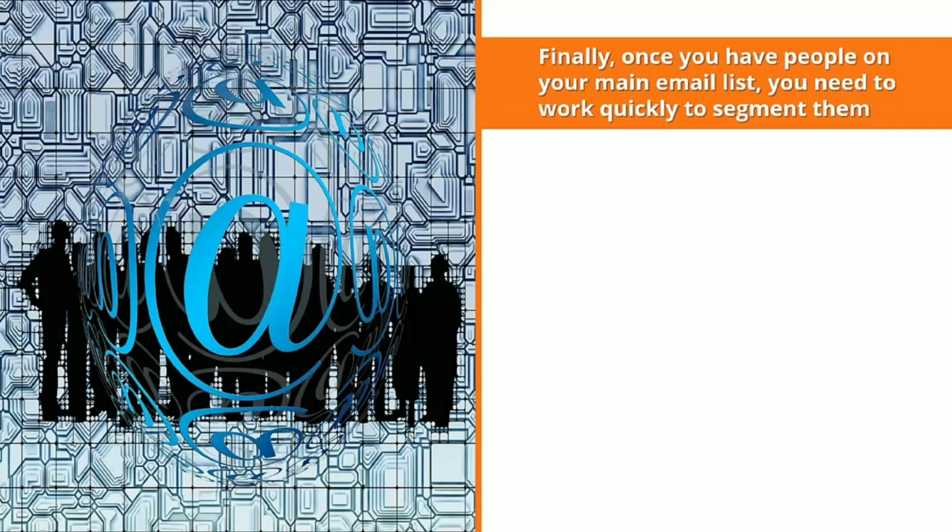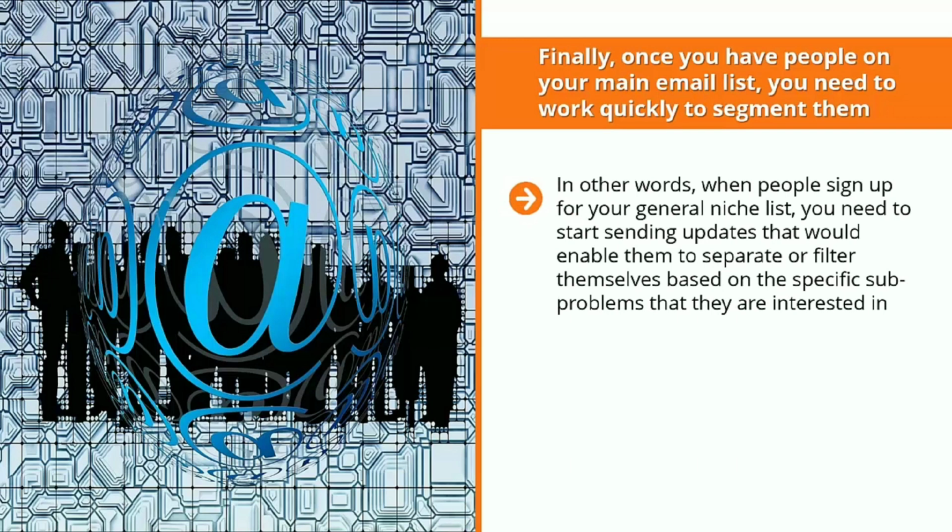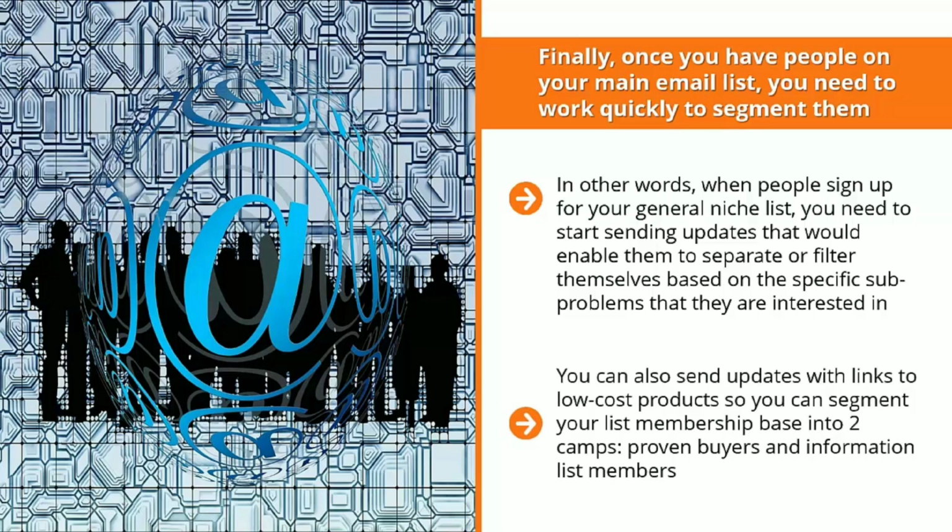Finally, once you have people on your main email list, you need to work quickly to segment them. In other words, when people sign up for your general niche list, you need to start sending updates that would enable them to separate or filter themselves based on the specific subproblems that they are interested in. You can also send updates with links to low-cost products, so you can segment your list membership base into two camps: proven buyers and information list members. Once you have these two segmented lists going, you can then spend a lot more time trying to convert the proven buyers so they can buy higher dollar.